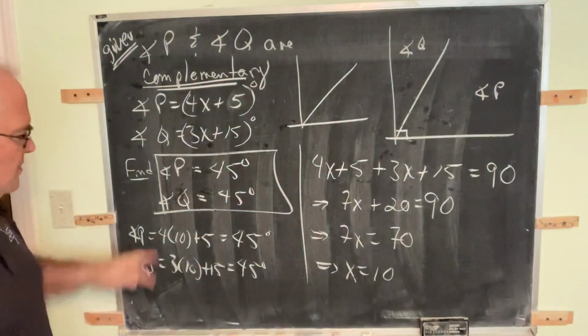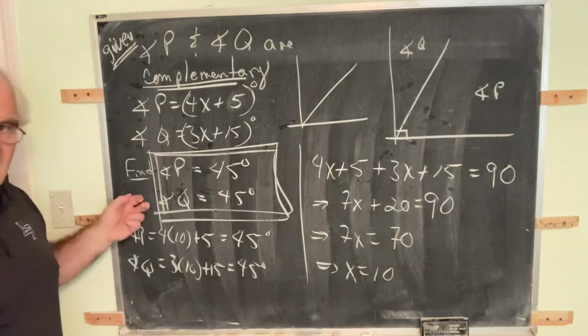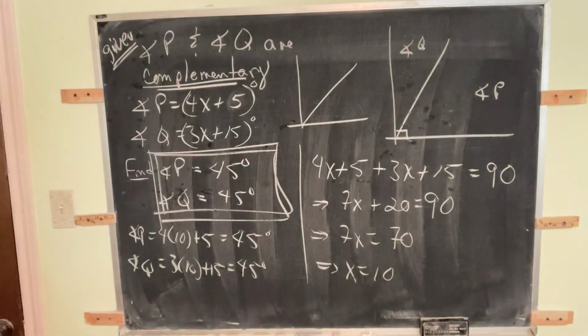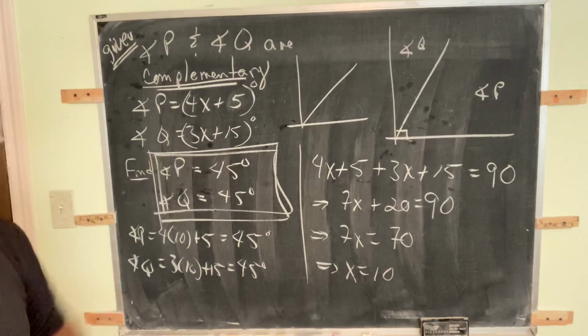But if all you're asked to do is find the measures of the angles, let sleeping answers lie, and just back away slowly and kind of don't make eye contact. So there we go. Angles are complementary. They sum to 90, and a little bit of algebra takes care of the rest of it.